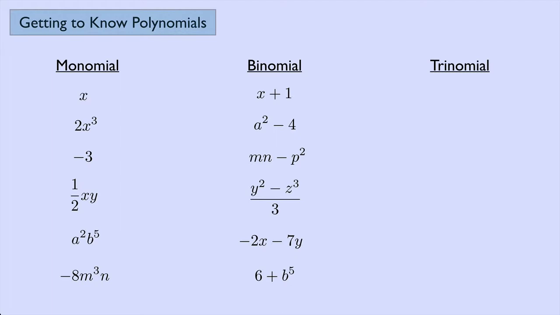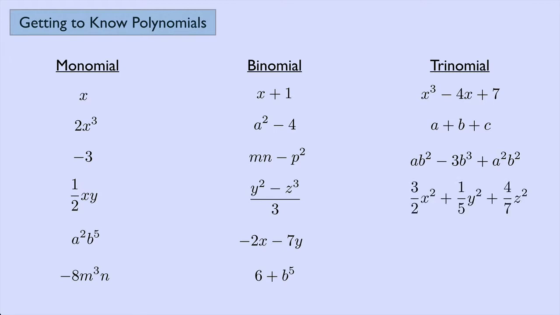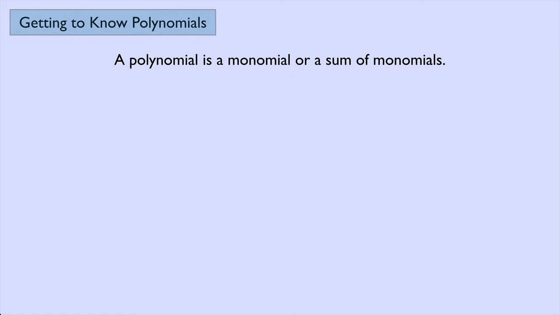And a trinomial, as you might guess, is something consisting of three terms. So like x cubed minus 4x plus 7, or a plus b plus c, or ab squared minus 3b cubed plus a squared b squared. Or, this complicated thing, lots of fractions. 3/2 x squared plus 1/5 y squared plus 4/7 z squared, or 9 minus mn plus 7m squared, or 2 plus x plus y. So in general, a polynomial is a monomial or a sum of monomials.